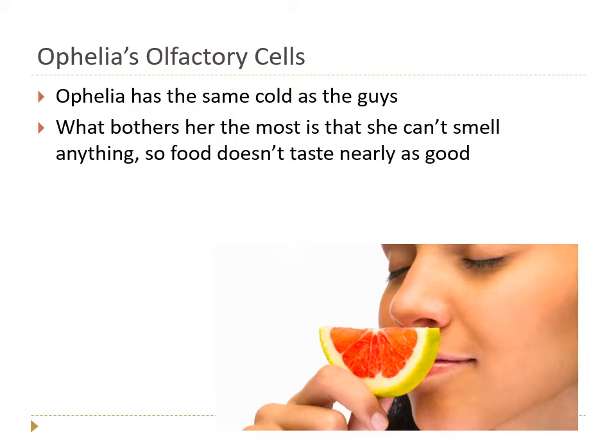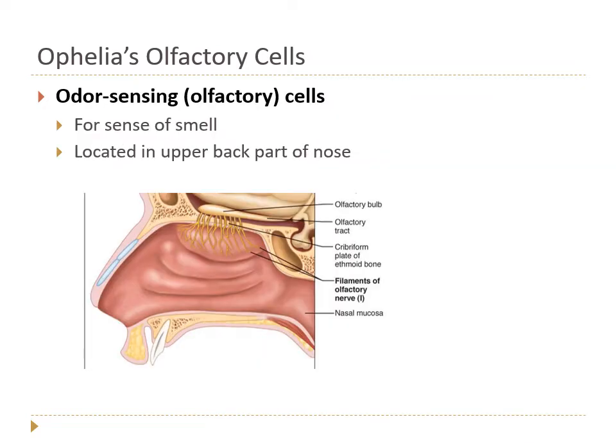Let's talk about Ophelia. She has the same cold, and she's not as sick as they are, but she finds that she can't smell anything, and because she can't smell anything, her food actually doesn't taste very good. So this is because your olfactory cells, which are located in your olfactory bulb, which you might remember from the nervous system, right? So this is the base of the brain right here, the underside of your cerebrum, of the frontal lobe. And those two olfactory bulbs, they send little nerve fibers down into the nasal cavity.